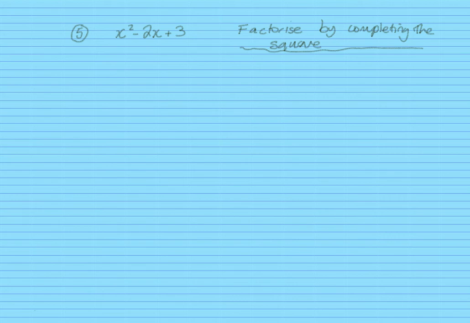All right, question 5 gives us another expression to factorise, but it says factorise by completing the square because there are no factors of 3 that add to negative 2. So we'll go through the process. Halve the middle term. So half of the middle term is minus 1. I always put that circle around it, and then I square it, and I'll get 1, and I add and subtract the 1.